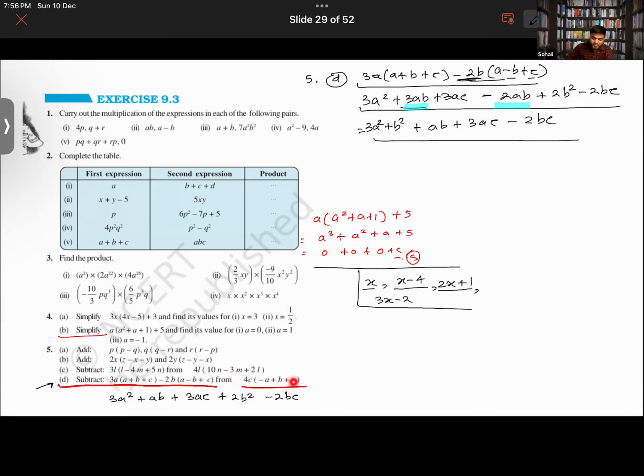Later on, you will be doing the subtraction now. Abhi to maine sirf ise simplify kiya. Getting it, guys? Yes, sir. So now let's solve it then. Hope everyone is getting this.